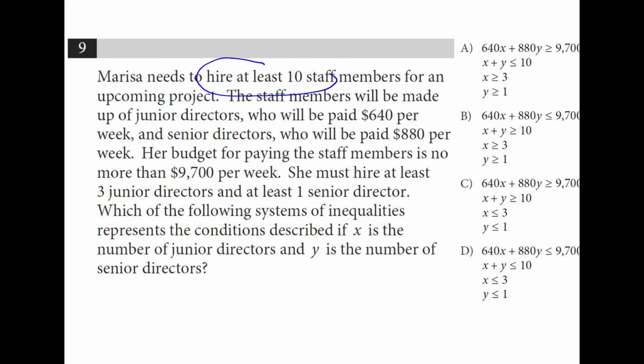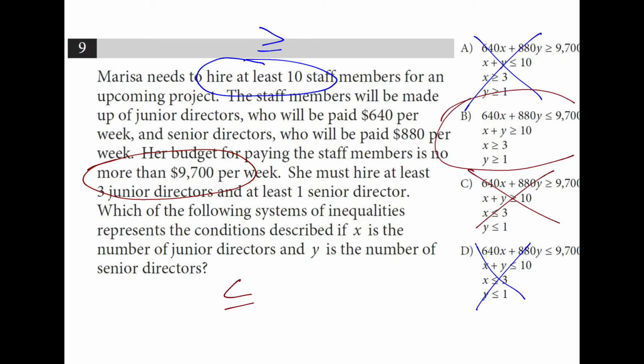At least 10 staff members, so that's going to be greater than or equal to, which tells us this one is wrong, and this one, no more than 9,700, that's the same thing as less than or equal to, which tells us this one is wrong, so B is the right answer.